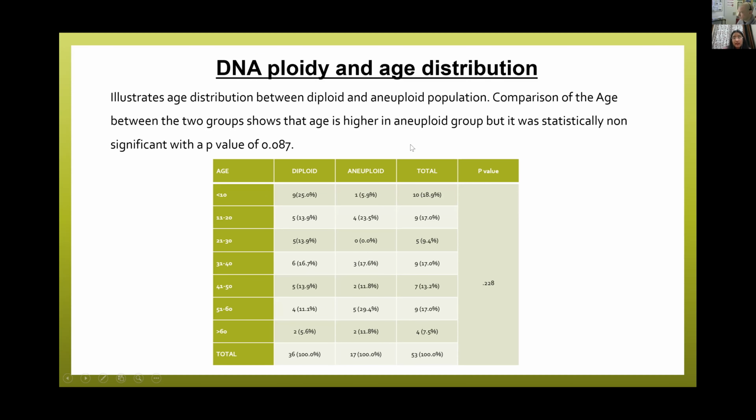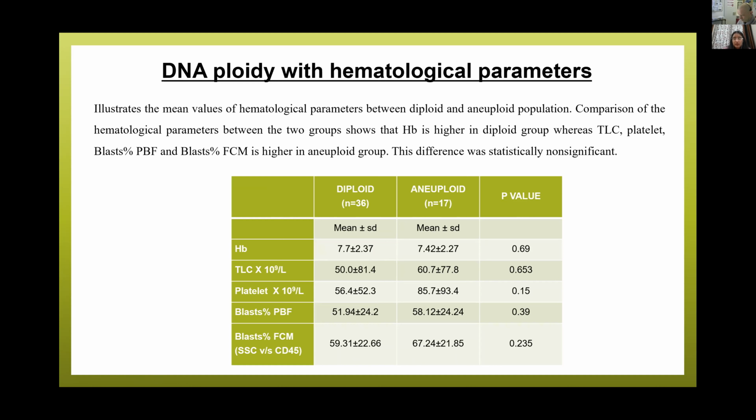Then I compared the hematological parameters between the two groups, that is, diploid and aneuploid. The parameters that we took were hemoglobin, total leukocyte count, platelet count, blast percentage in peripheral blood, and blast percentage in flow cytometer. I found that hemoglobin was higher in the diploid group, whereas the total leukocyte count, platelet count, and blast percentage were higher in the aneuploid group.